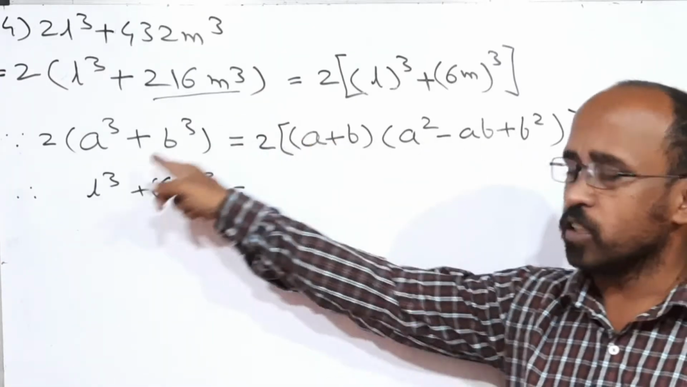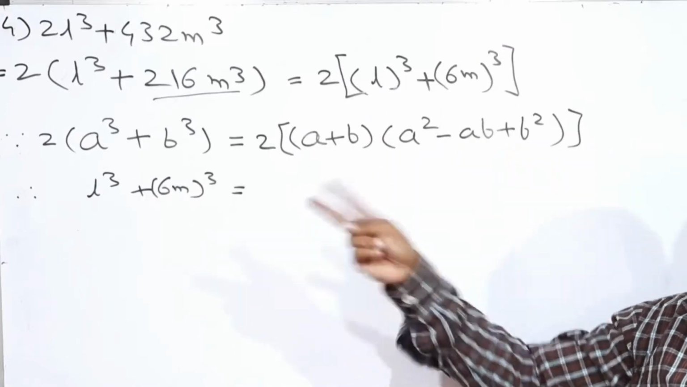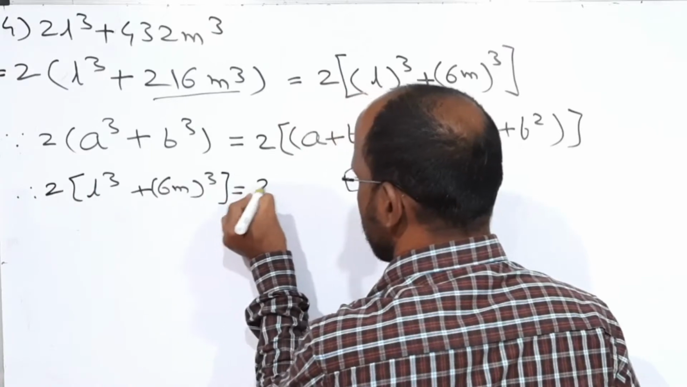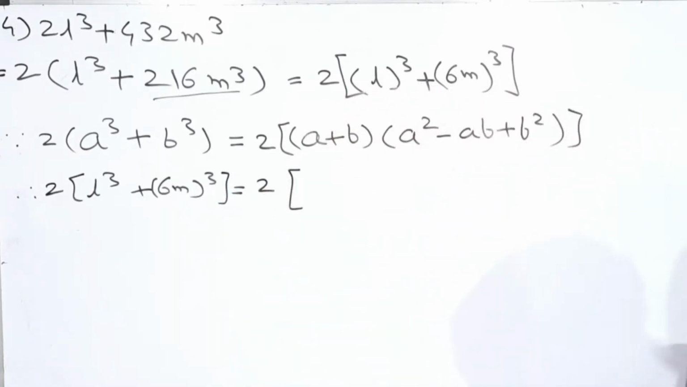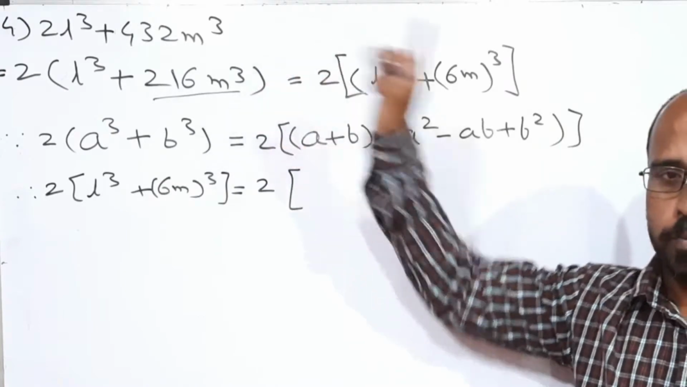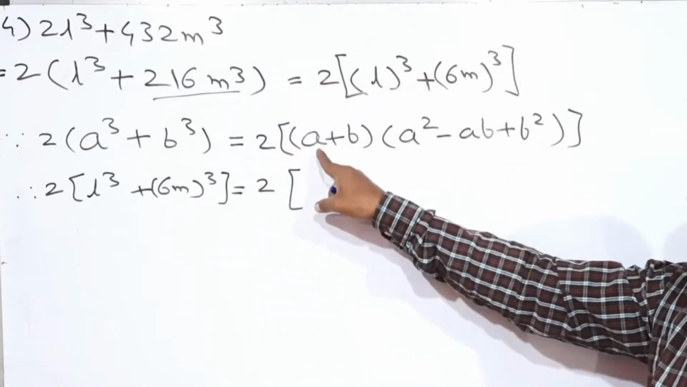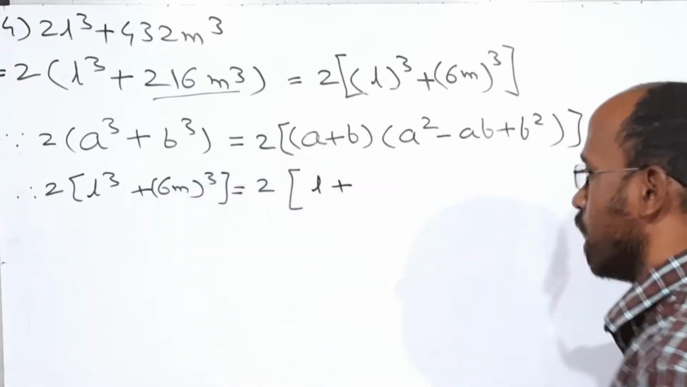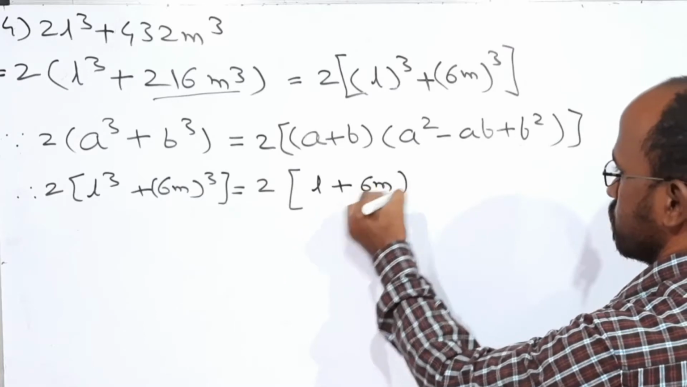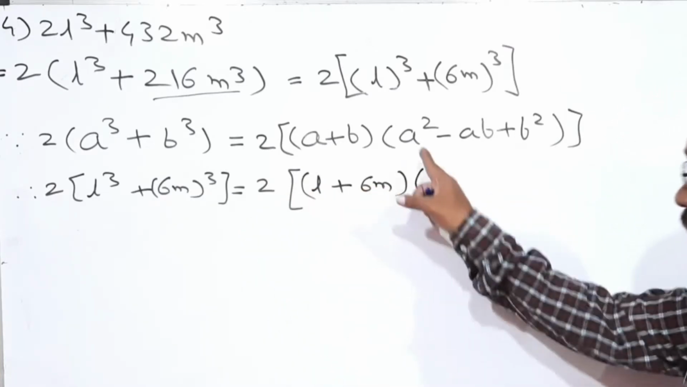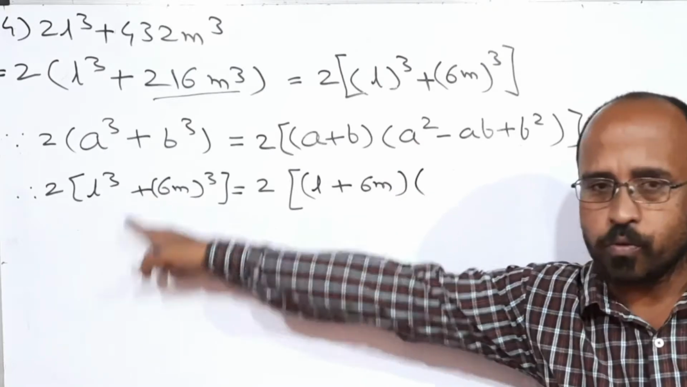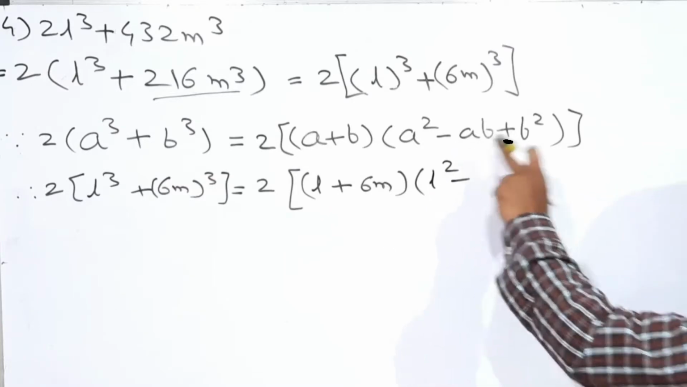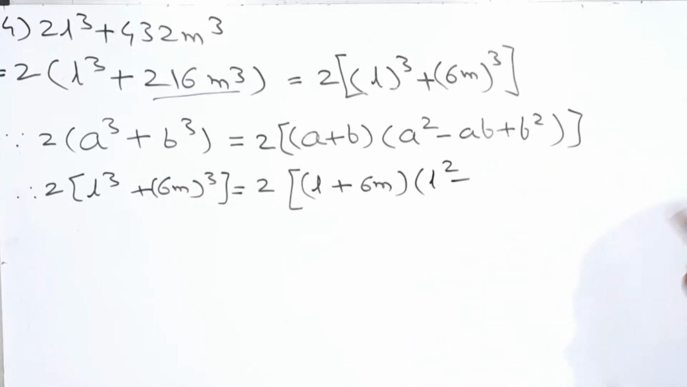What are we doing here? We are just multiplying both left and right hand side by 2. So similarly we can multiply this also by 2. Just introduce this extra 2 as common on left and right side as per the given question. Now at the place of a, I'll replace l, plus at the place of b, I have to write 6m. In the second bracket, a square means nothing but square of l, minus a means l multiplied by b means 6m.